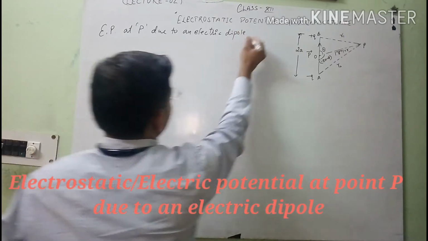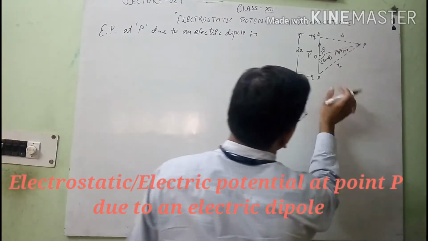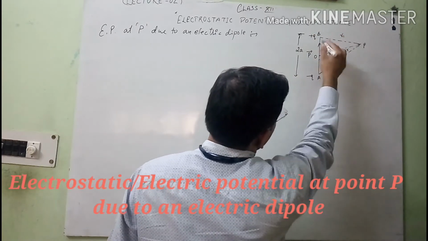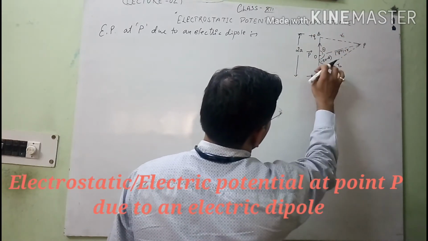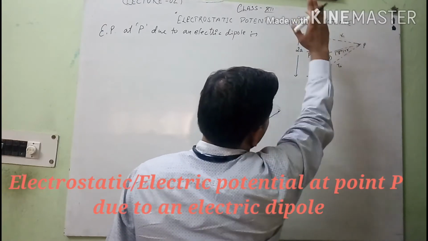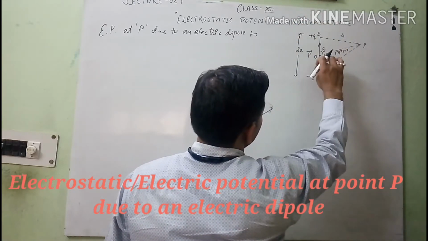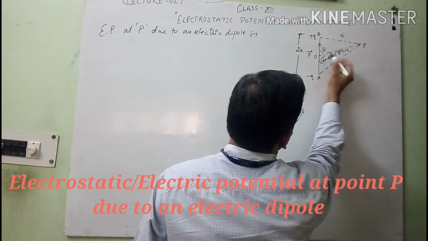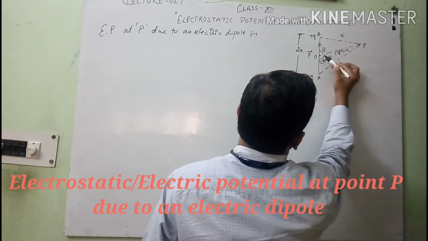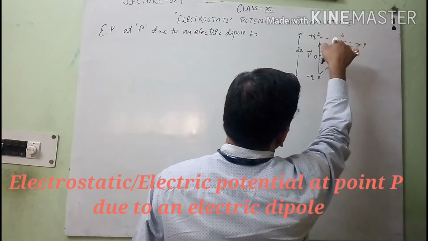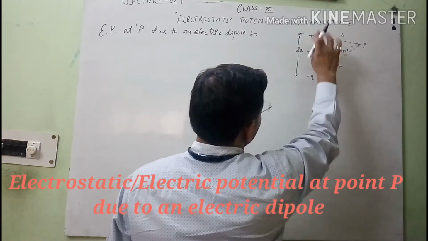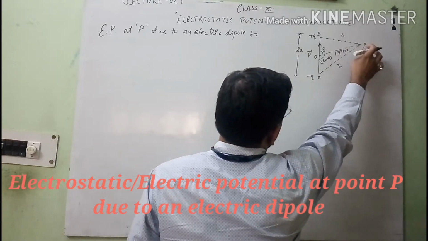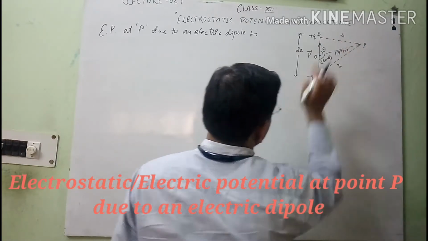So here in this case, see, this AB is our dipole and the direction of the electric dipole moment is from A to B, and theta is the angle between the position vector OP and the electric dipole moment direction. So here we will find the electrostatic potential at point P due to this electric dipole.